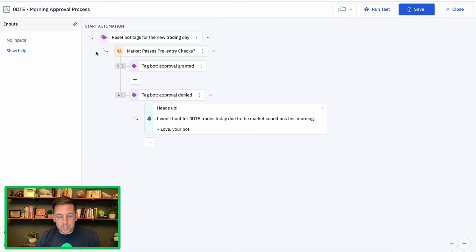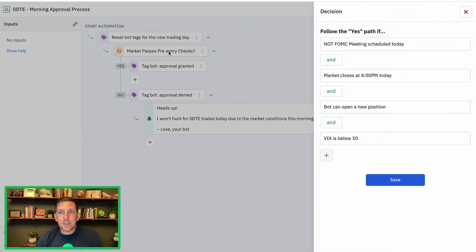But how it works is it basically goes through right at the morning open. It resets all the bot tags. So just basically clears the deck for the bot tags. And then after it resets all the bot tags, it goes through my morning pre-market pass checks, whatever you want to call them. And this is essentially where you would add all of your different criteria that would set if you wanted to trade today.